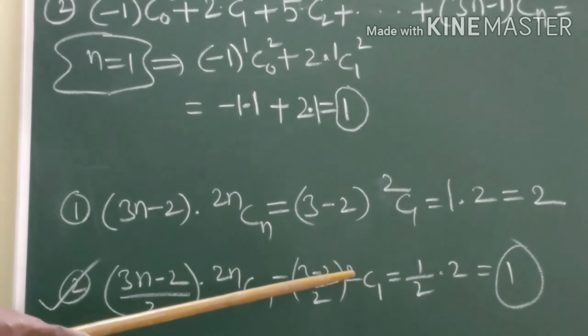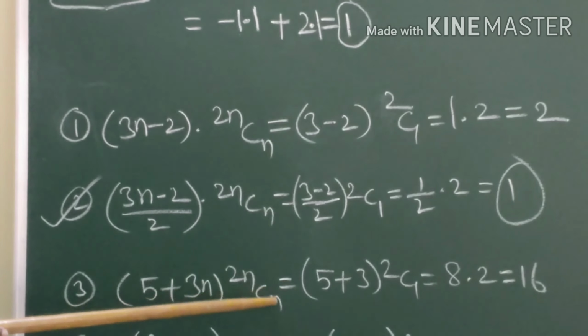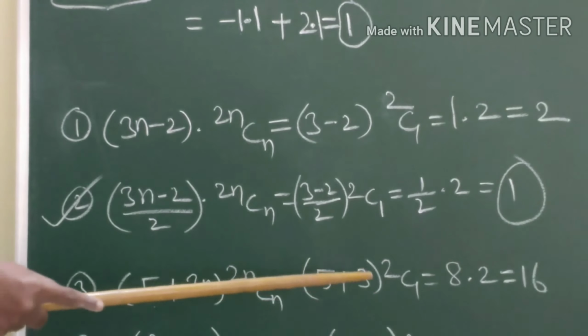Third option, (5 plus 3n) into 2nCn is equal to 5 plus 3 into 1, and 2nCn means 2 into 1 C1, that is 2C1, which is equal to 5 plus 3, 8. 2C1 means 2. 8 into 2, 16. Third option answer is 16.